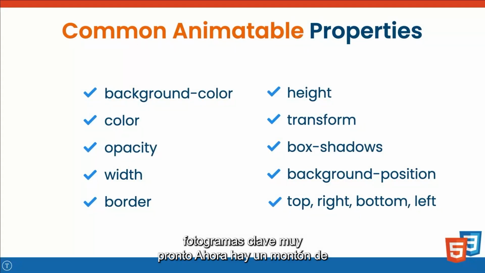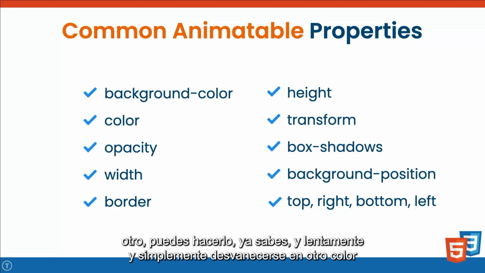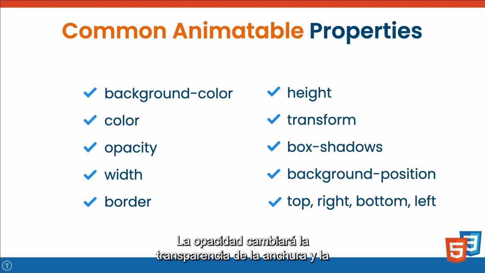Now, there's a ton of properties that can be animated using transitions. These are just some common ones. So background color and color, obviously you can go from one color to another. You can do it slowly and just fade into another color. Opacity will change the transparency of an element. Width and height, obviously you can change the size of an element, so you can smoothly go from 100 pixels to 1,000 pixels or whatever. We have borders. You can actually animate transitions to borders.